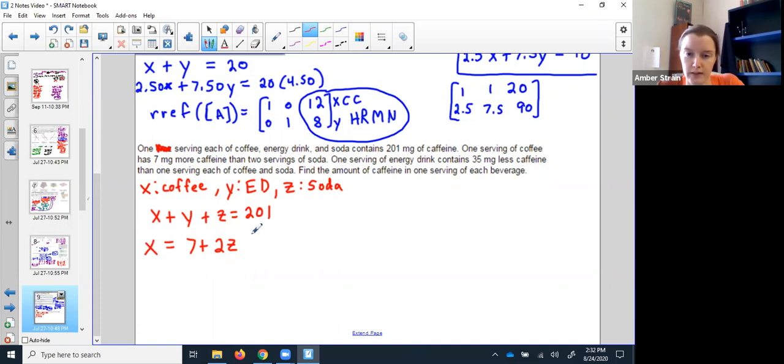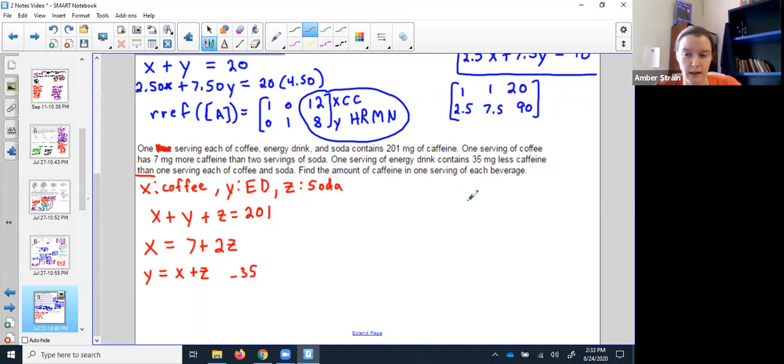Okay, last it says that 1 serving of energy drink has 35 less than, here's that sneaky word I always said to watch out for, 35 less than a coffee and a soda. Okay, let's take it a step at a time. 1 energy drink, Y, equals 35 less than. That means 35's in the back. 35 less than 1 coffee, 1 soda.